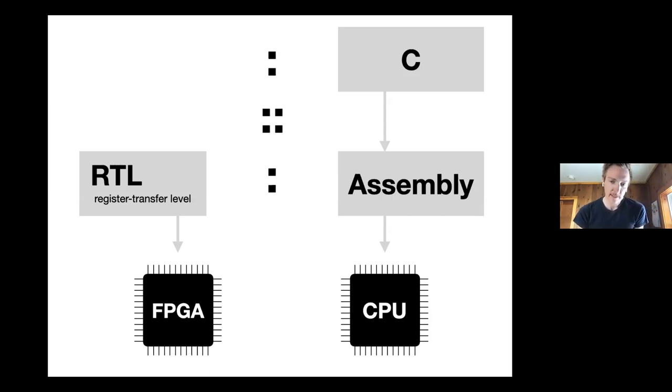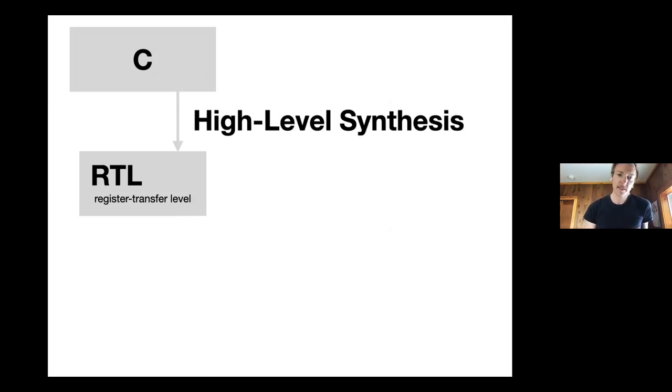And the hardware design world, the EDA world, has an answer to this question. What is the analog to C that sits above RTL for FPGA land? And the answer is C. That is, for a couple of decades now, there's been a field called high-level synthesis, whose whole idea is building compilers from C to RTL to make it easier to design accelerators.